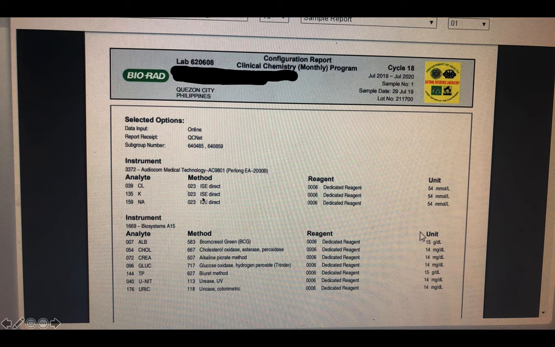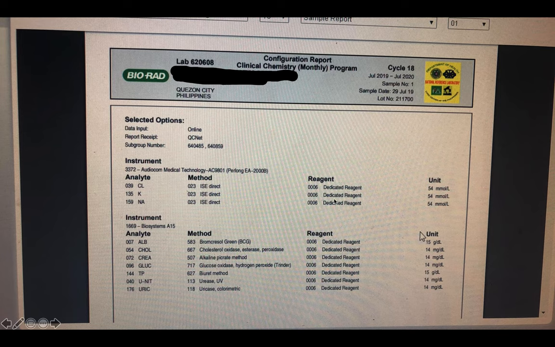Direct ISE for your electrolytes. And we also have here different methods used in measuring your albumin. We have bromcresol green, and cholesterol oxidase. I will not be discussing these methods yet, because this will be part of your Clinical Chemistry 1. That's one semester away. You'll be excited. So here, as you can see, the reagent is a dedicated reagent.